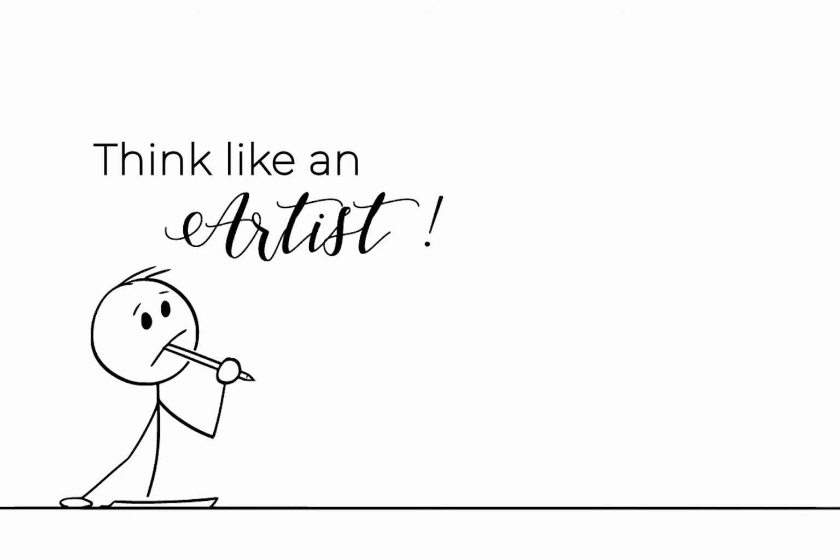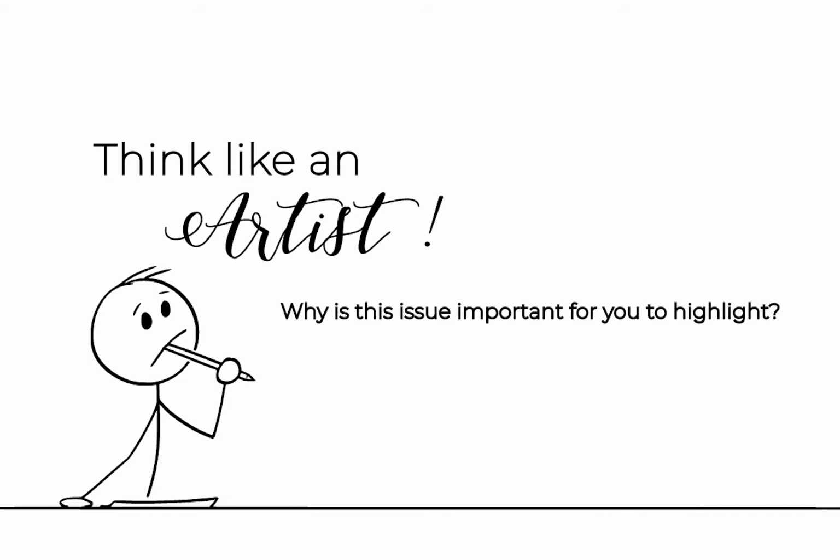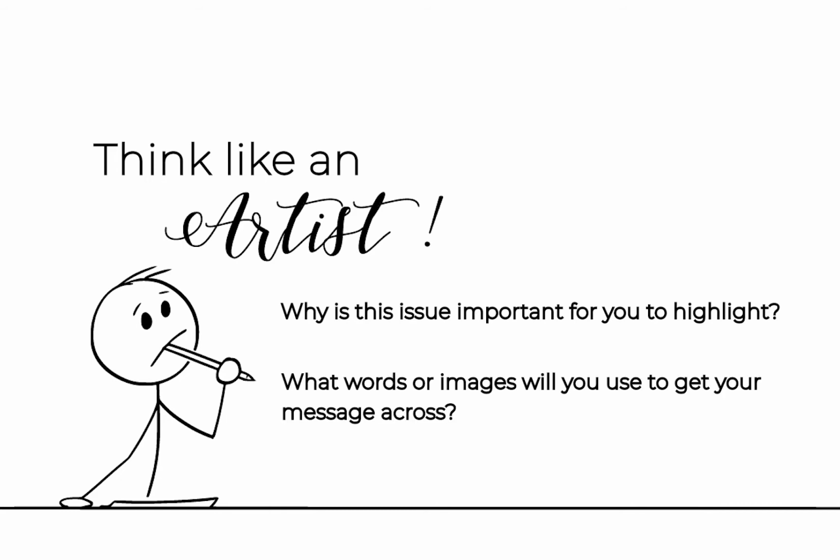Bowers highlights an important moment in the history of our nation and asks us to decide between social unity or chaos. Think about an issue affecting your town, neighborhood, school, or any other social group to which you belong. Why is this issue important for you to highlight? What words or images will you use to get your message across? With your lantern, you will shed light on this matter of significance to you and hopefully inspire others to take action alongside you.